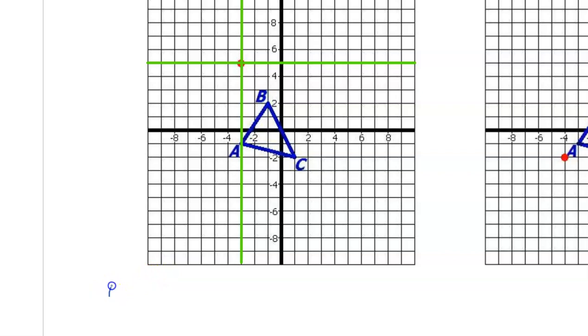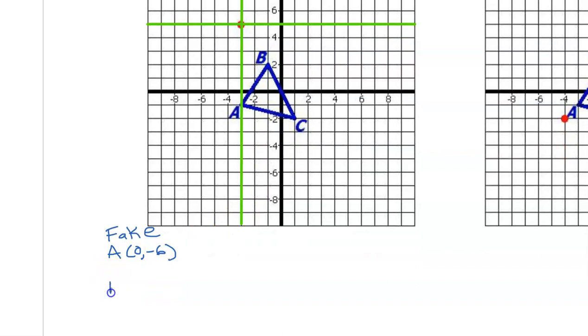Instead, we will count from the green lines. So point A, for example, using the green lines, this is the point 0, -6. And I'm going to label this really clearly as being fake. These are fake coordinates, but it will still work, you'll see. How about point B? Fake B. From the green lines, point B is over 2 and down 3. So the fake coordinates are 2, -3.